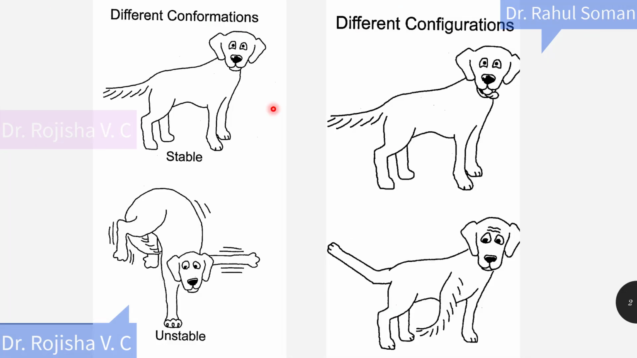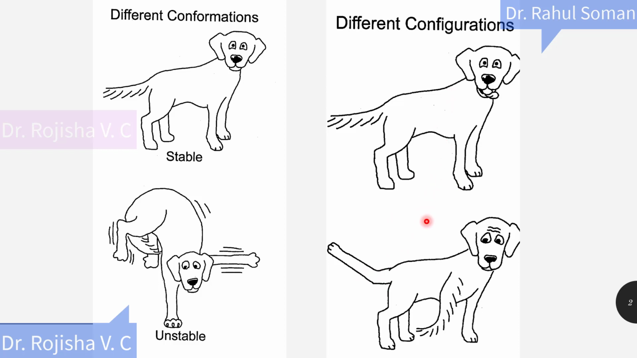Can you just explain what? These are two dogs actually. Yes. In the case of configurational isomerism, what is different is actually the connectivity. The three-dimensional arrangement is very different. Here, this dog has a totally different arrangement. The tail is coming here and its leg is at the back.